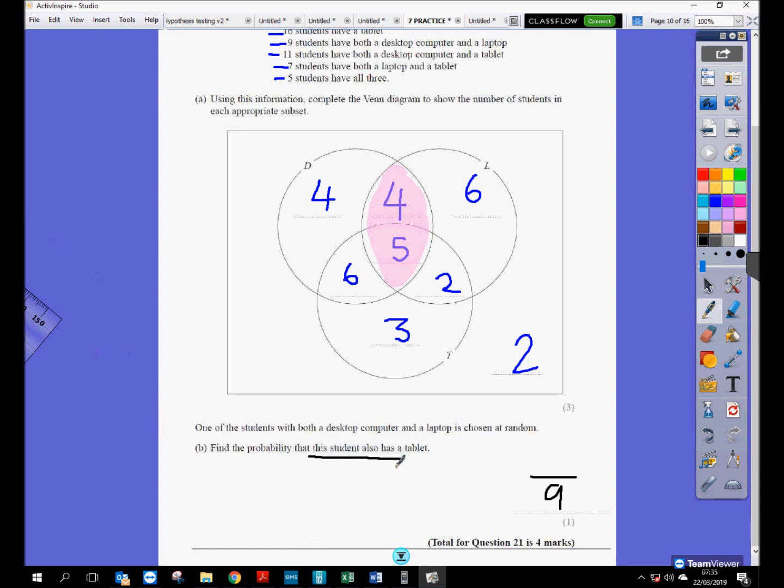Find the probability that this student also has a tablet. Well, out of those 9, how many of them have a tablet? You can see by looking at the T circle that 5 of those 9 have a tablet. So the answer is 5 ninths.